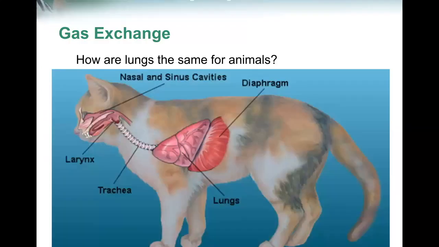Respiration. How are lungs the same for animals? We have the nasal and sinus cavities, the larynx, trachea, the lungs. And the diaphragm tightens to pull in air, relaxes to exhale.